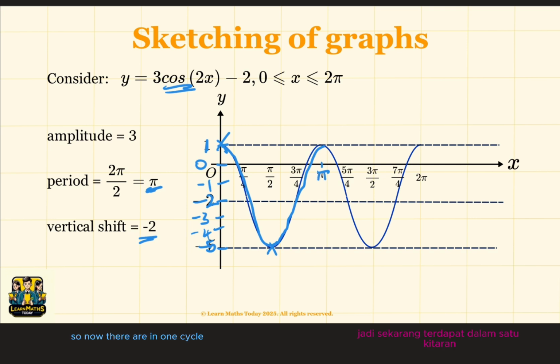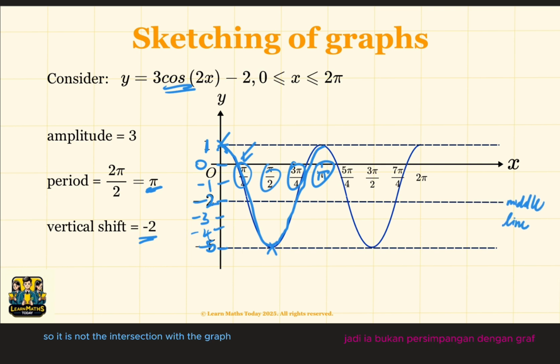So now in one cycle, there are a few critical values. It's here, this value, this value, this value, and this value. So this first value is when the graph crosses the middle line. The middle line is what your vertical shift is. So it is not the intersection of the graph and the x-axis. That will be over here. But it's the intersection between the graph and the middle line, which is right here.